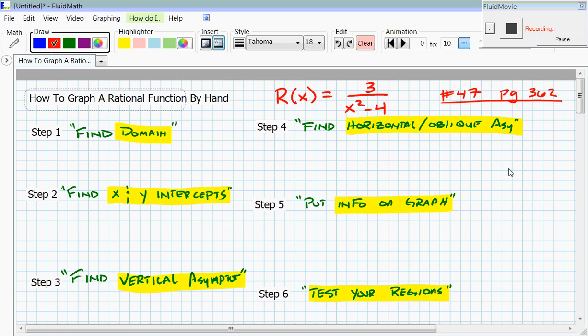There's 6 steps involved with this. Okay, and this is the function that they give you in the book, number 47. It's 3 over x squared minus 4. So step number 1 is find the domain.